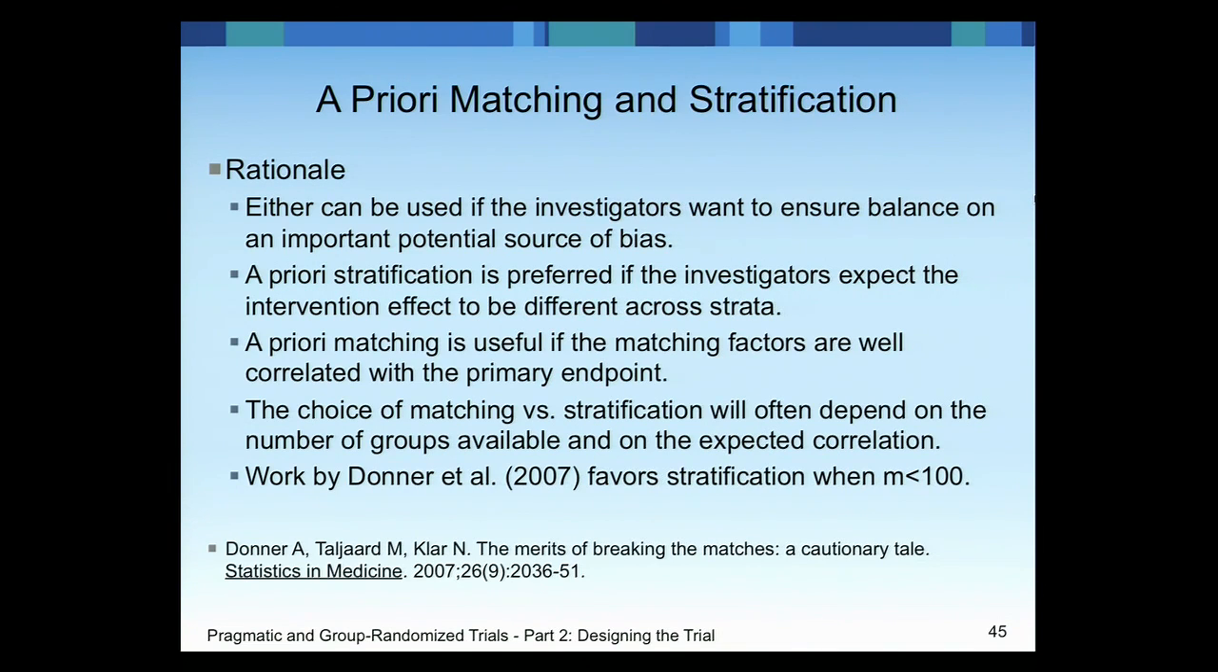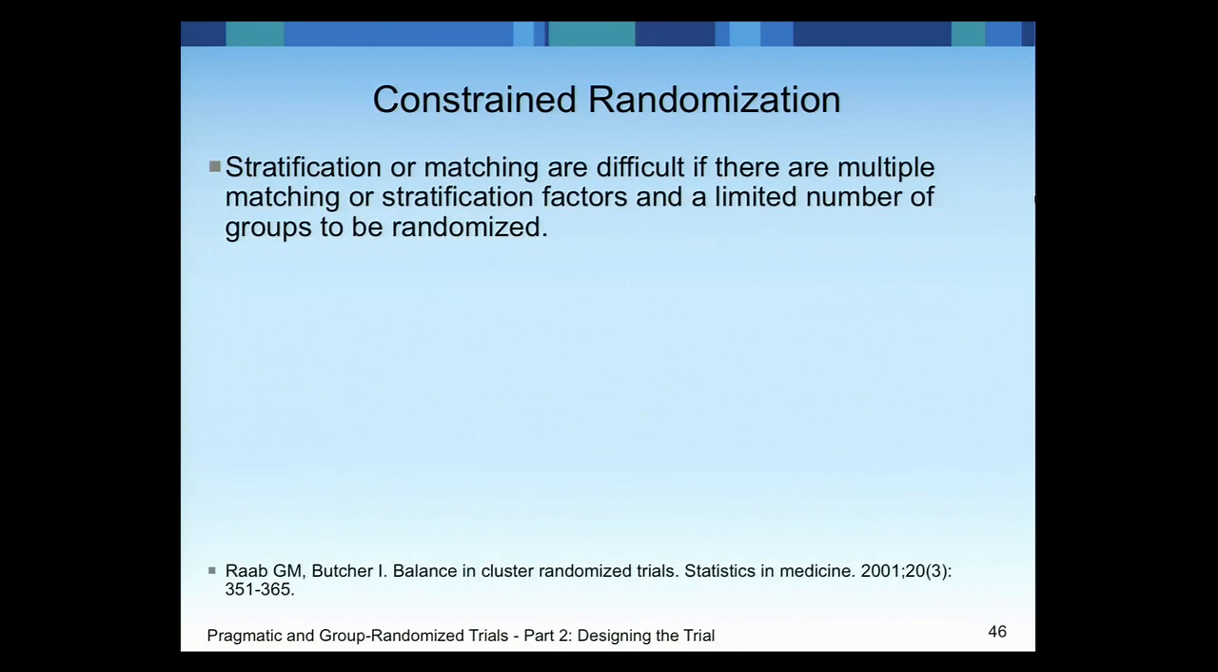I draw your attention to a paper by Alan Donner published in 2007 in which he identified problems with matched designs with large interclass correlations and small group sizes. That doesn't apply to all group randomized trials, but it certainly applies to some. And if you're in that situation, stratification is recommended instead of matching.